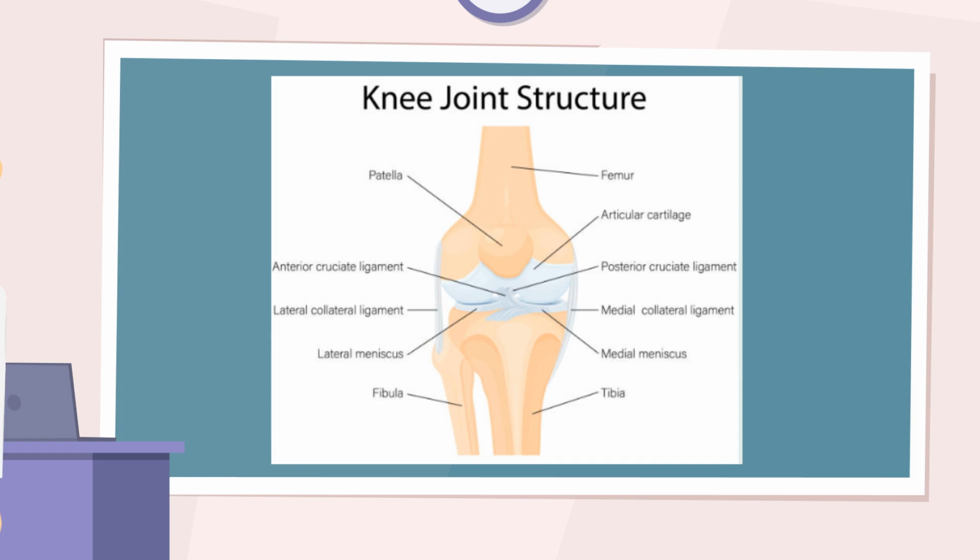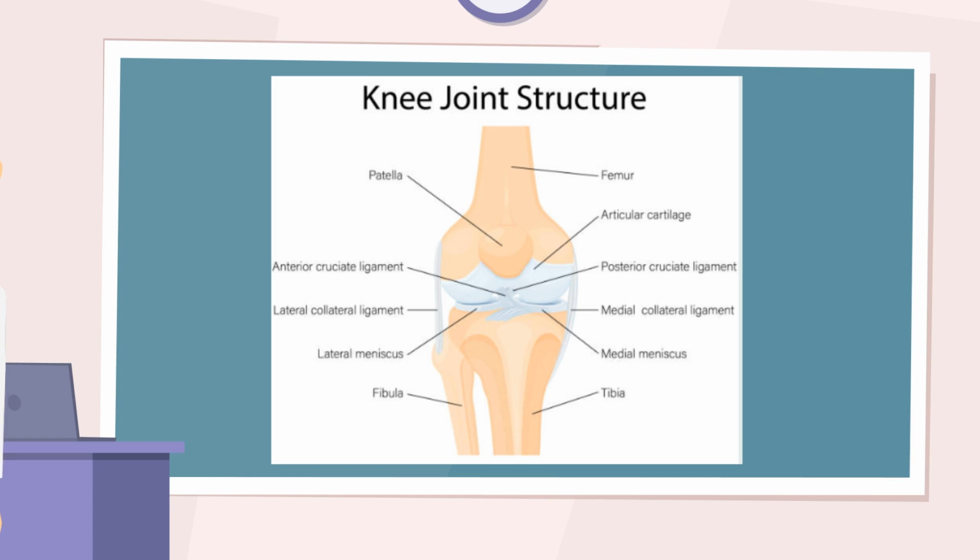Tendons connect muscles to bones, and in the knee, the quadriceps tendon connects the thigh muscles to the patella, while the patellar tendon connects the patella to the tibia. These tendons allow for movement and provide strength to the knee joint. Articular cartilage, which is a smooth and slippery tissue, covers the ends of the bones within the knee joint. This cartilage allows for smooth gliding of the joint surfaces during movement, reducing friction and facilitating pain-free motion.